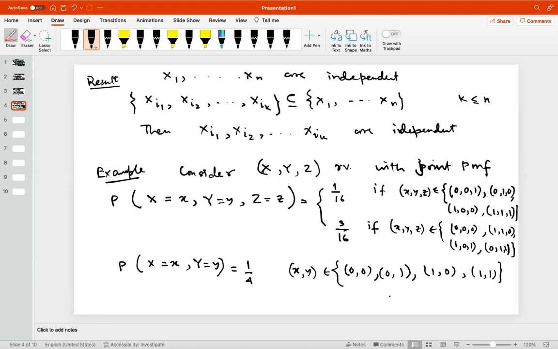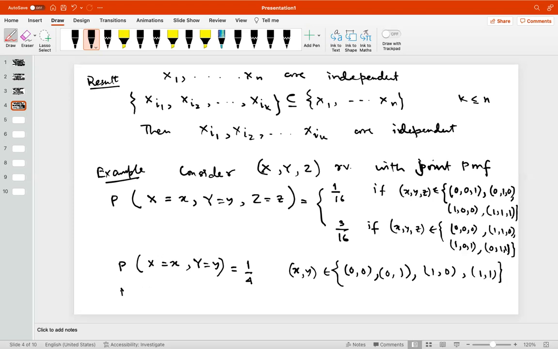Consider 0, 0. So x equal to 0, y equal to 0. For z equal to 1 it is 1 by 16, and for z equal to 0 it is 3 by 16. So the sum of these two is 4 by 16, so 1 by 4. Similarly, what about x equal to 0 and y equal to 1? Again, with z equal to 0 it is 1 by 16, and with z equal to 1 it is 3 by 16. Again we add, just 4 by 16, 1 by 4. So this is 1 by 4 for every choice.